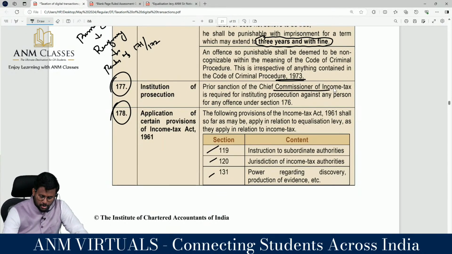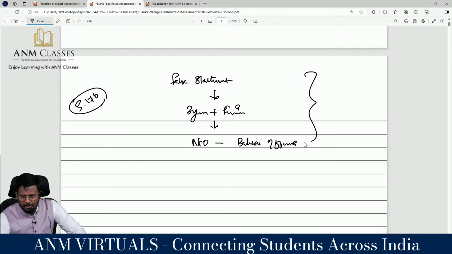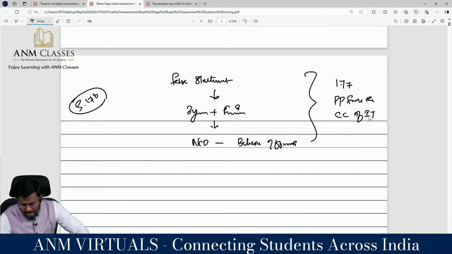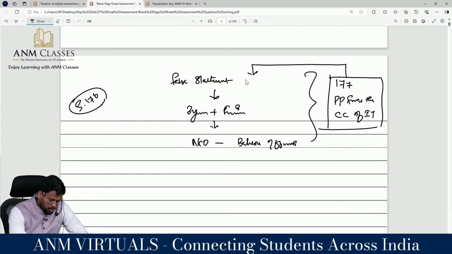Prior sanction of the Chief Commissioner of Income Tax is required for instituting prosecution against any person for any offense under what section? Before sending someone for 3 years in jail, section 177 says you must get the Chief Commissioner's permission. In order to apply section 176, the income tax authorities have to get prior permission from the Chief Commissioner of Income Tax to prosecute somebody.